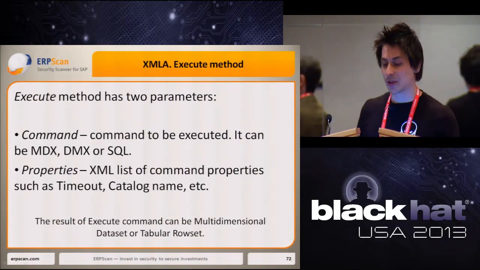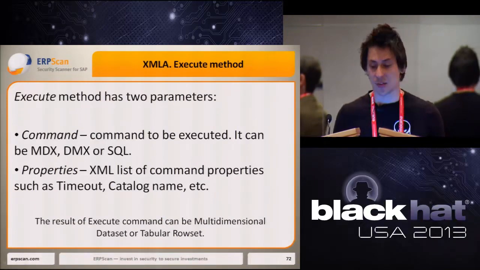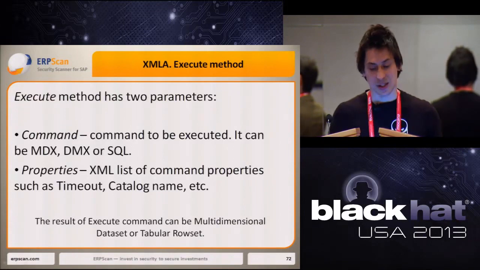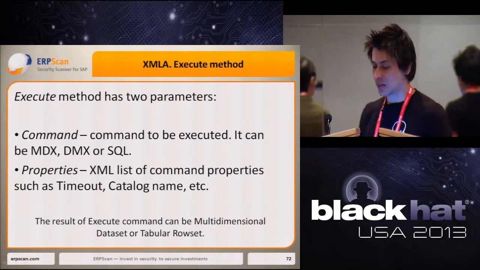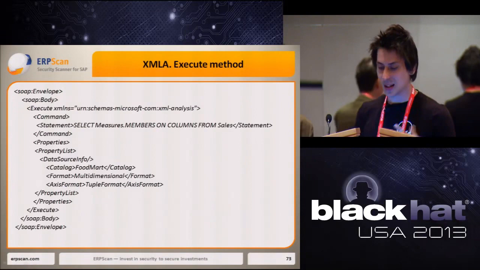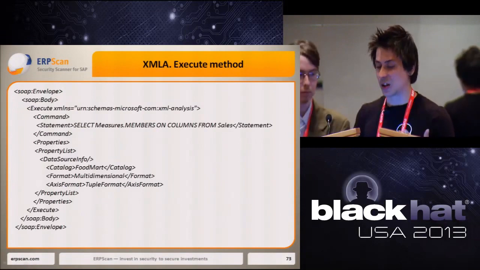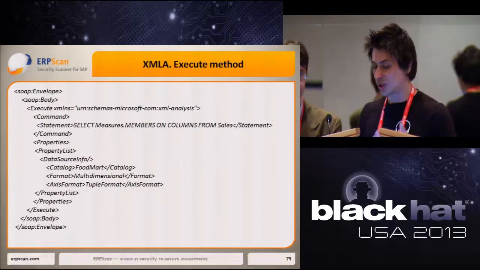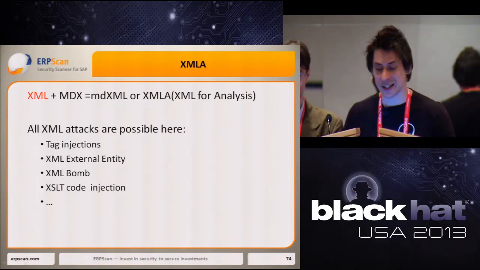The second method, execute, is more interesting. It has two parameters: a command to specify the MDX command to the OLAP server, and properties to, of course, specify the properties like directory names, timeouts, and others. The slide shows an example of a SOAP request. Execute contains a request to measures which are present in the OLAP server cube called Cells.